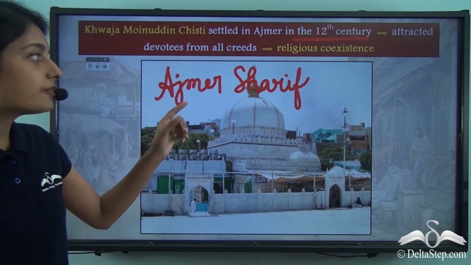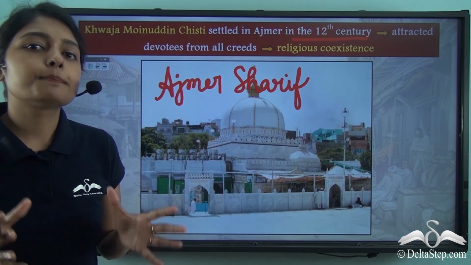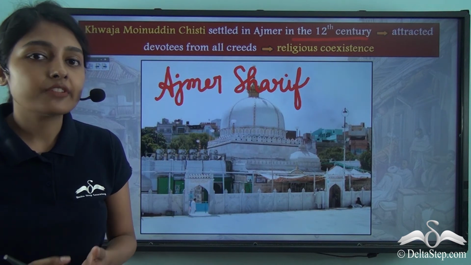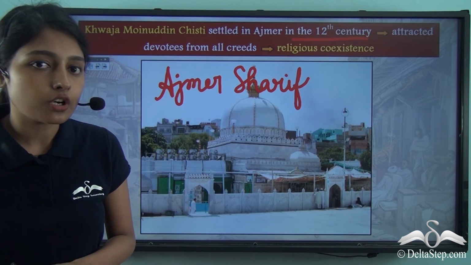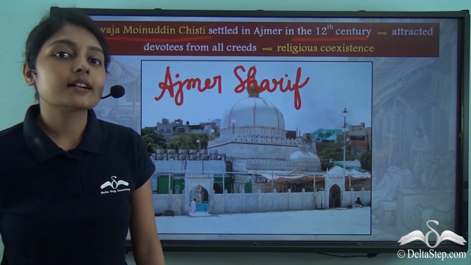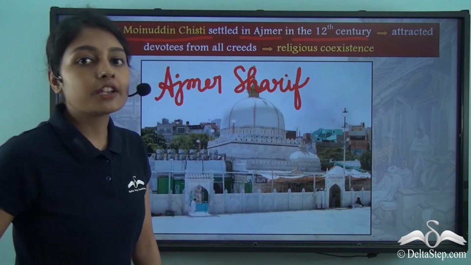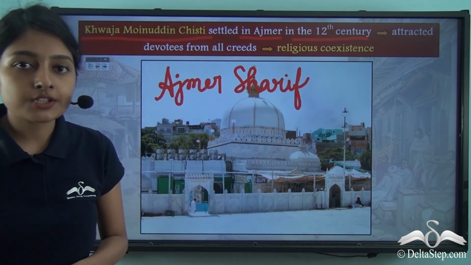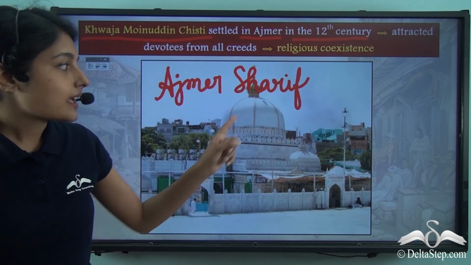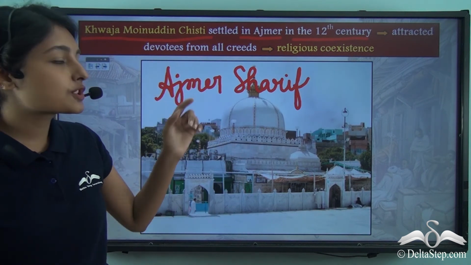shrine by the name of Ajmer Sharif. Have you visited Ajmer Sharif? It's a beautiful shrine. It's marvelous and you should definitely make sure to visit this. Now, Khwaja Muinuddin Chishti was a Sufi saint and he settled in a place called Ajmer in Rajasthan in the 12th century. And there his shrine was constructed, which came to be known as the Ajmer Sharif.